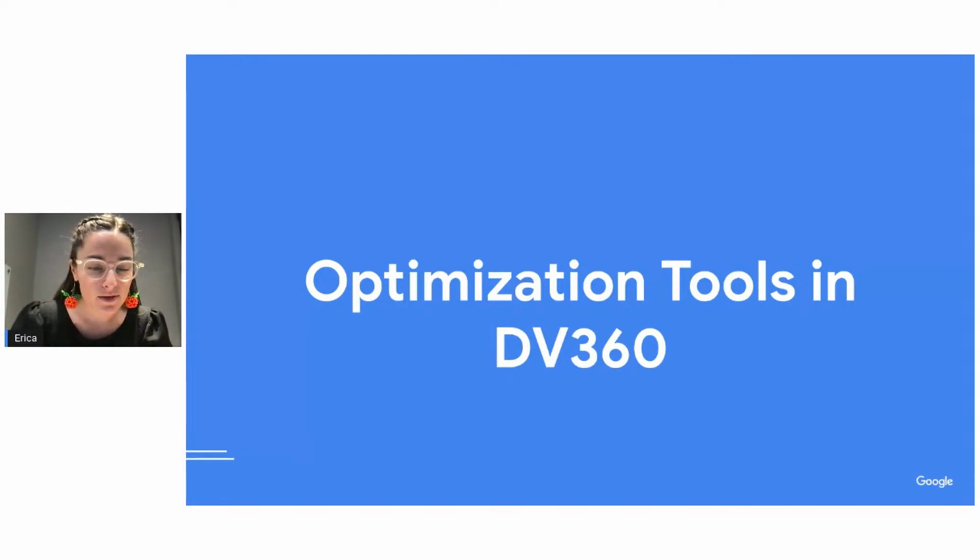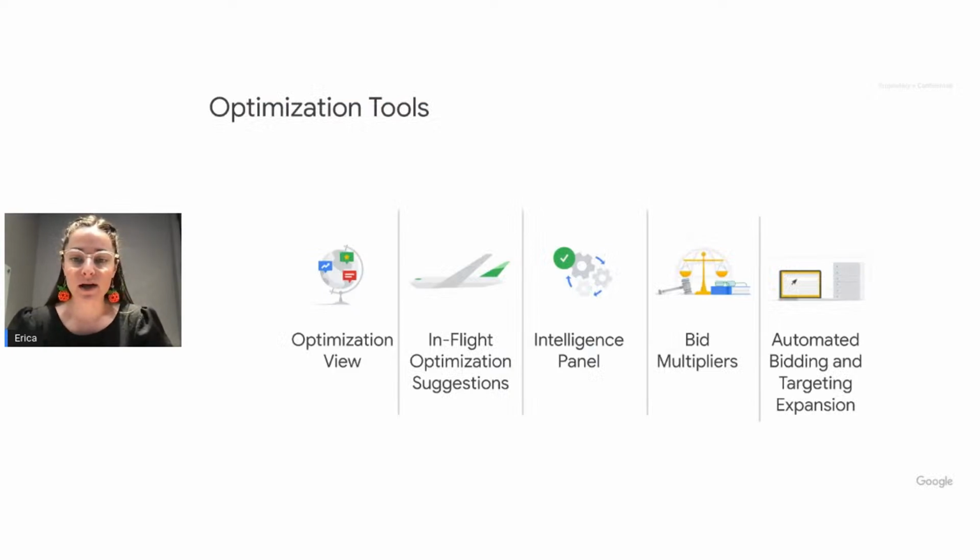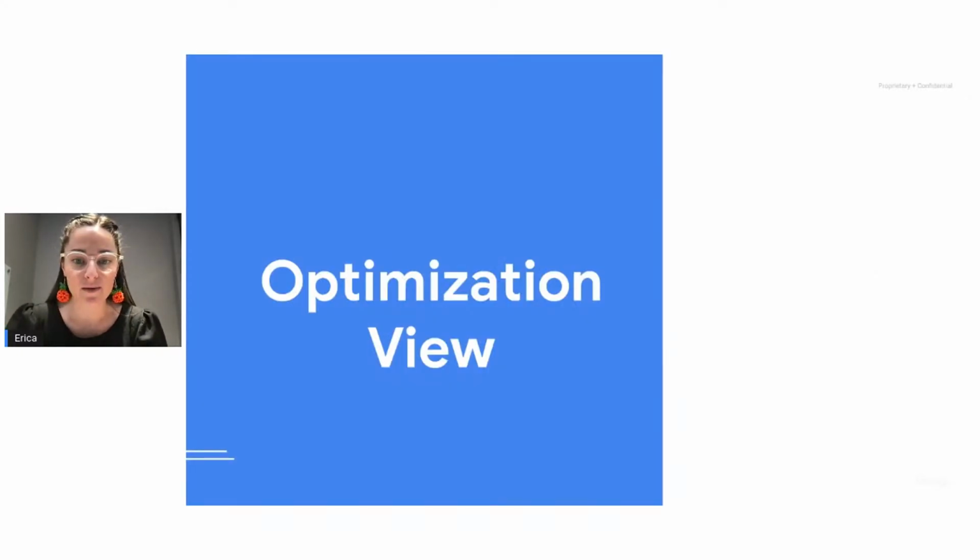And then I think there was one more. Is there a way to set campaign flight budgets instead of daily budgets? The answer is yes, and we will be covering that when we talk about auto budget allocation, and we'll show you that live in a demo as well. And now we'll be getting into some of the optimization tools in DV360. The five that we'll be reviewing are optimization view, in-flight optimization suggestions, the intelligence panel, bid multipliers, and auto bidding and targeting expansion, all of which we will show via demos as well.